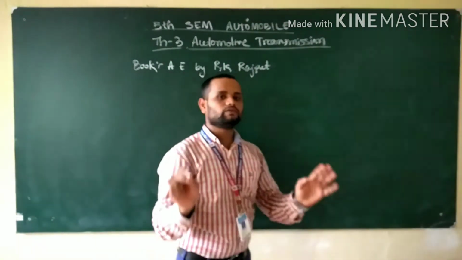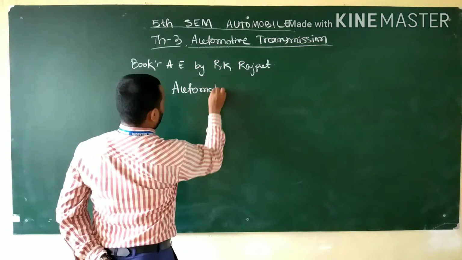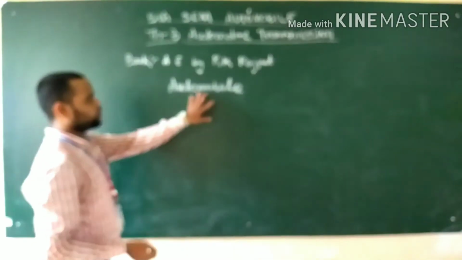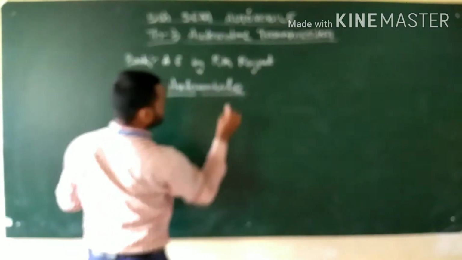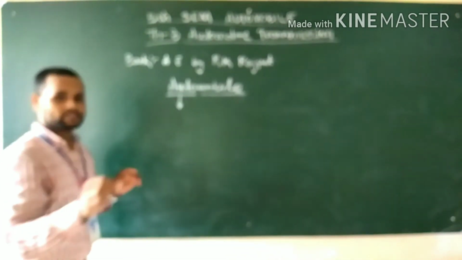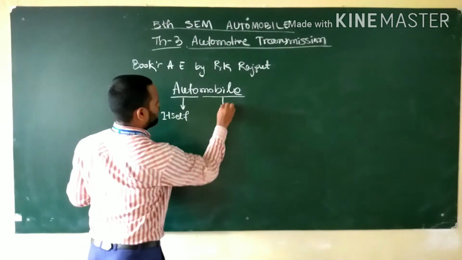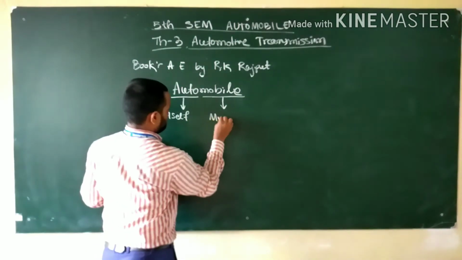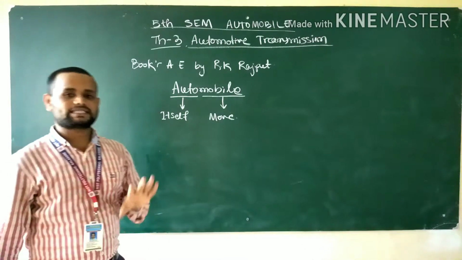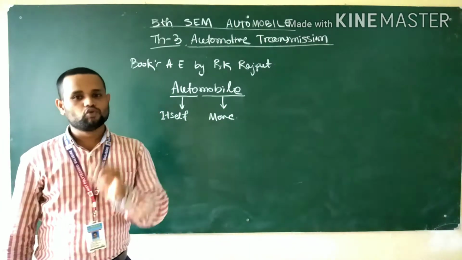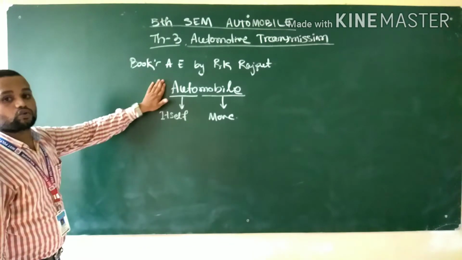So first we will discuss what is automobile. The word automobile, if you divide this word into two parts, one is auto, another is mobile. Auto means itself or self, and mobile means which can move. So overall we can say automobile means which can move by itself.